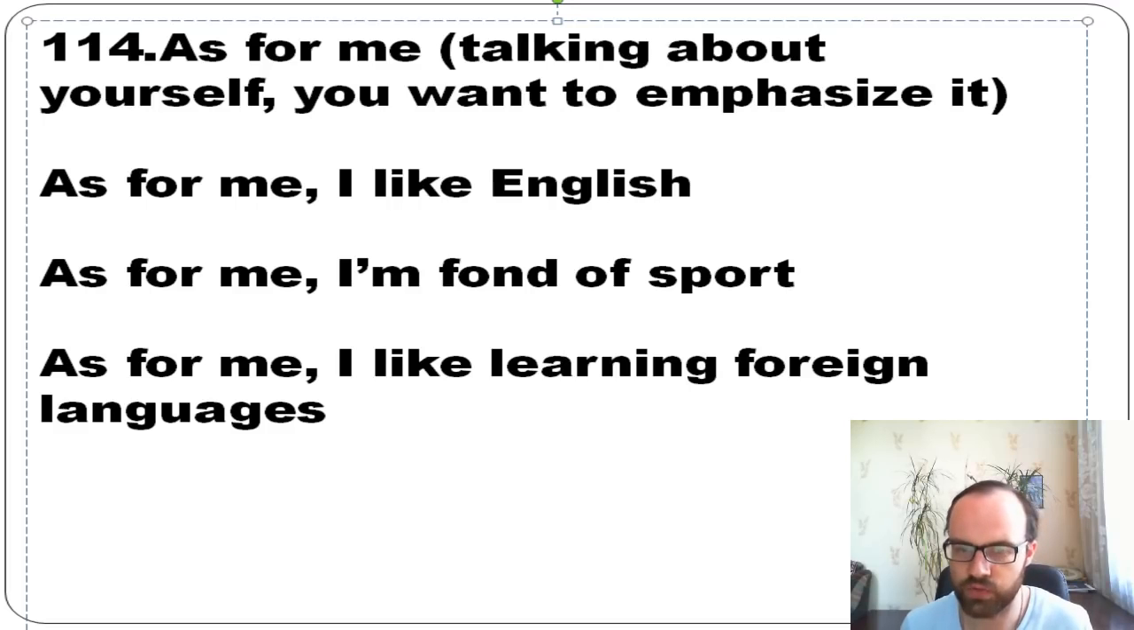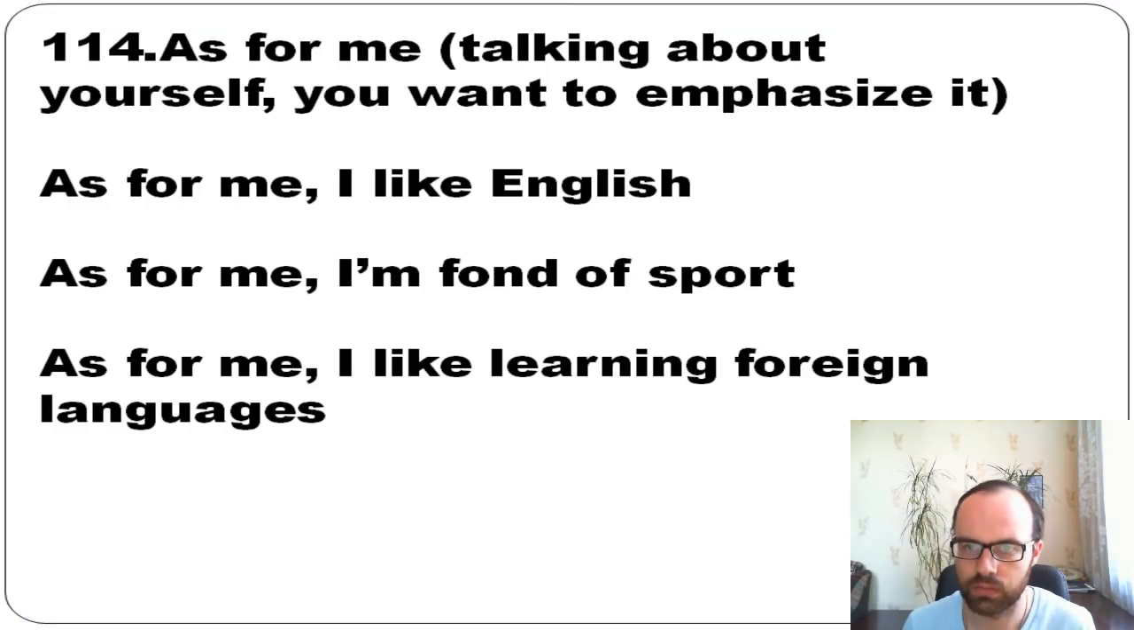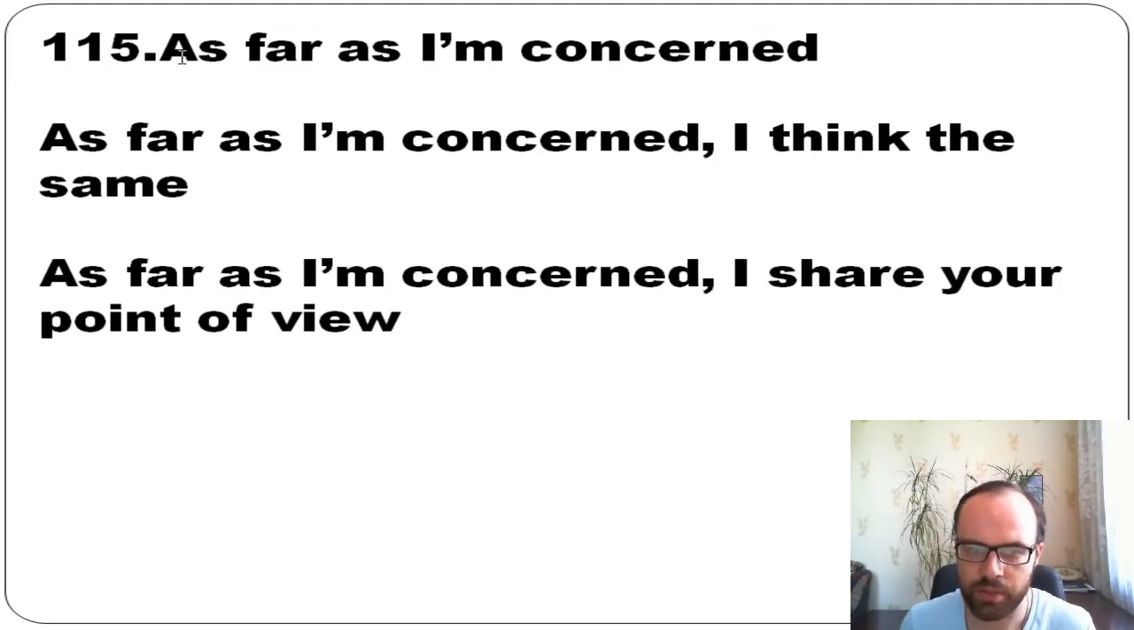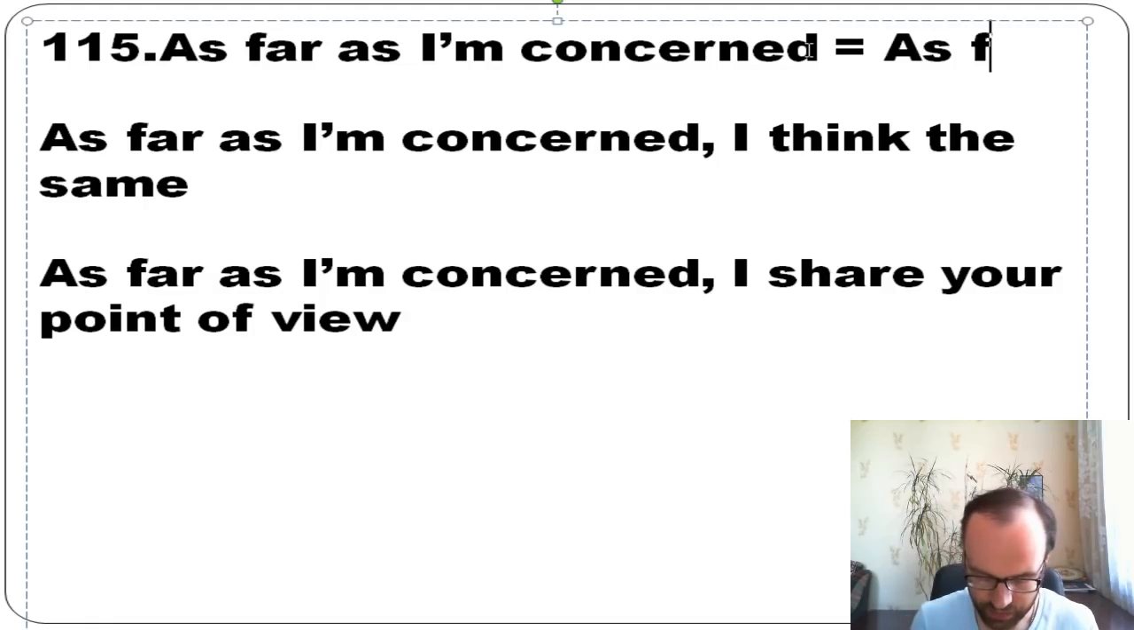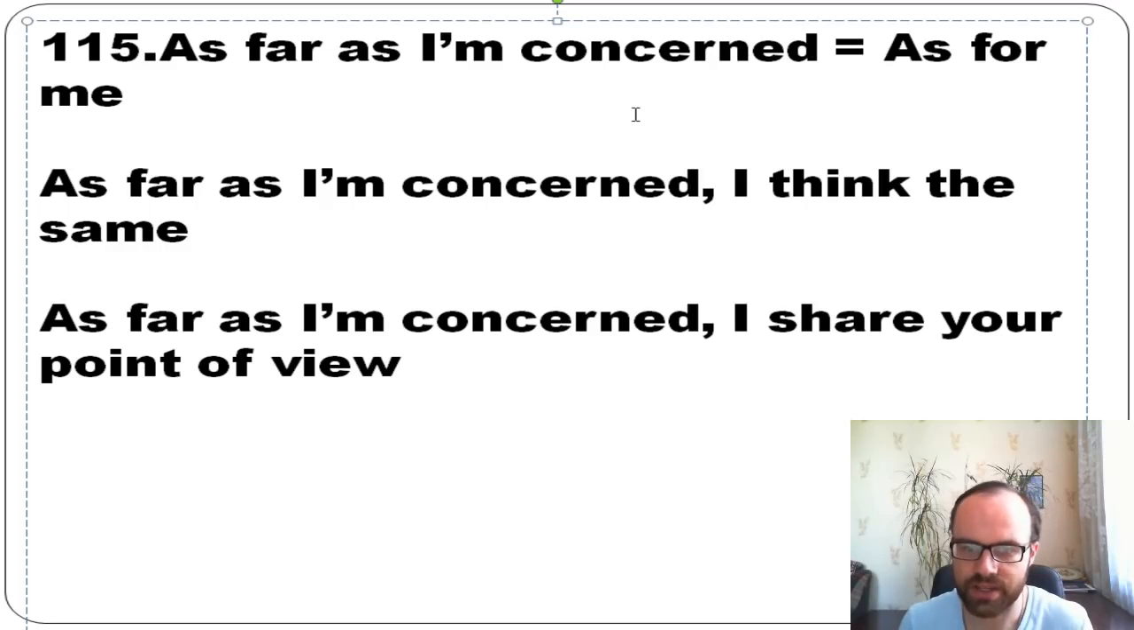As for me, I'm fond of sport. As for me, I like learning foreign languages. Okay? So you can say as for me, or there is a similar structure, as far as I'm concerned. It means as for me. As far as I'm concerned, I think the same. As far as I'm concerned, I share your point of view. I've heard this structure many times.